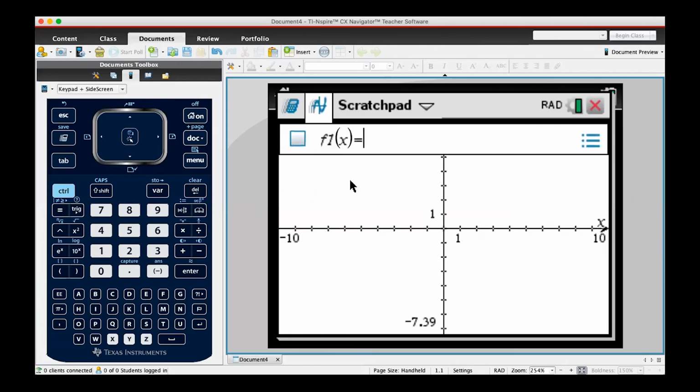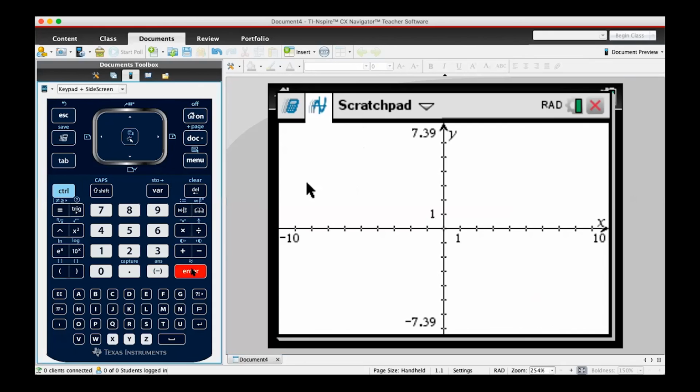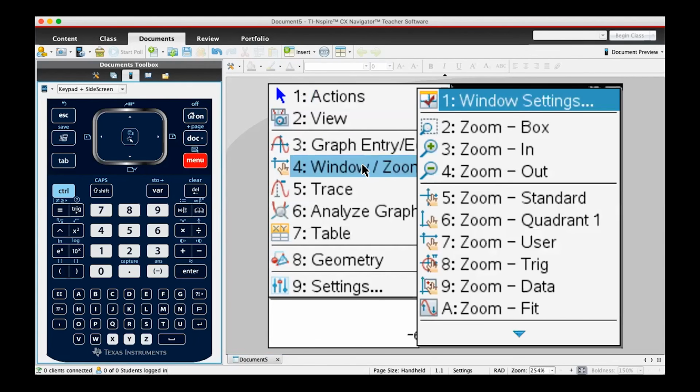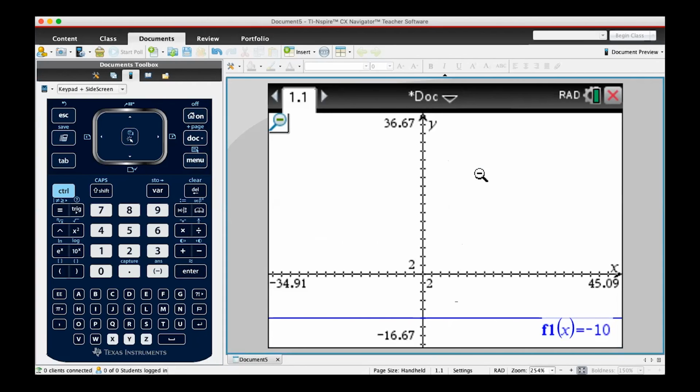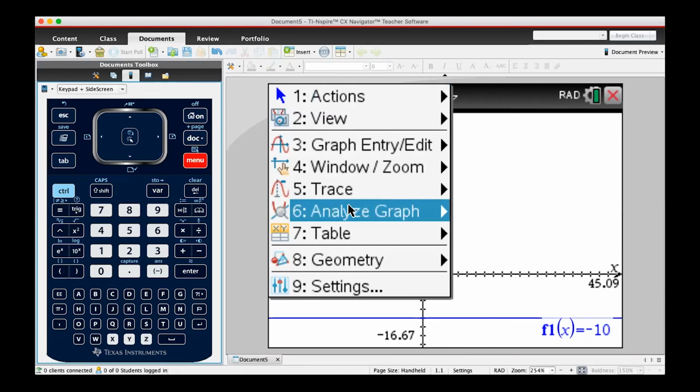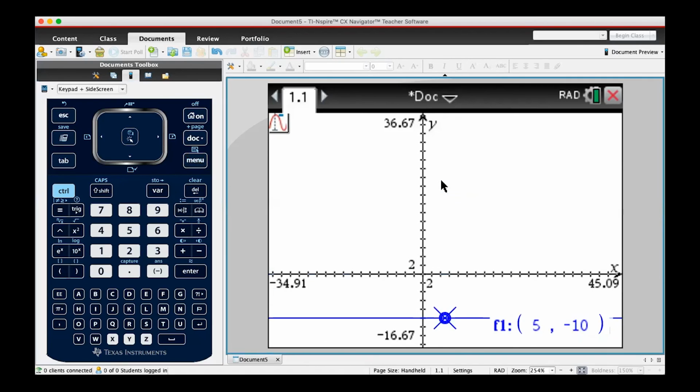Start from the home page, go to graph. F of x equals -10. I don't see anything. Let's zoom out. Menu, window and zoom out, and just click. There it is. It's right here at the bottom. It's going to be crossing -10, but let's just be sure: menu, trace, graph trace. Yeah, 0, -10. It touches the y-axis at -10. So keep that in mind when we draw our sketch.